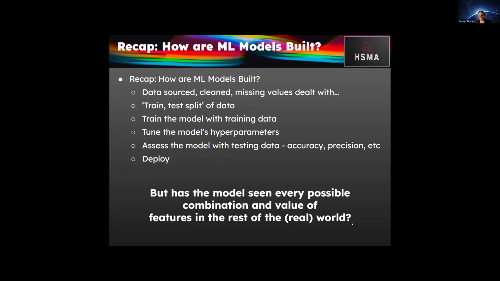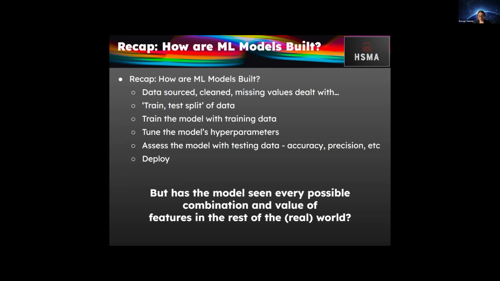So by this point, you're hopefully all feeling fairly familiar with how machine learning models are built. We've sourced our data. We've spent a lot of time cleaning it. We've spent a lot of time dealing with missing values, maybe creating extra features. This is all stuff we're going to go on to a bit more next week. But that's that first step. We've spent a long time making sure that our model has the data ready to go and that it's good data. We've then done our train test validate split of data.